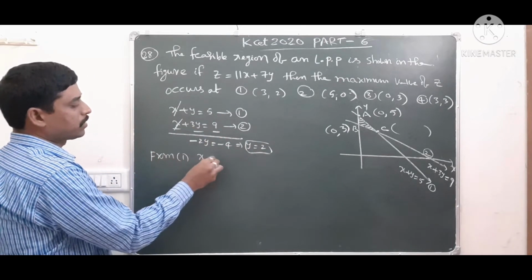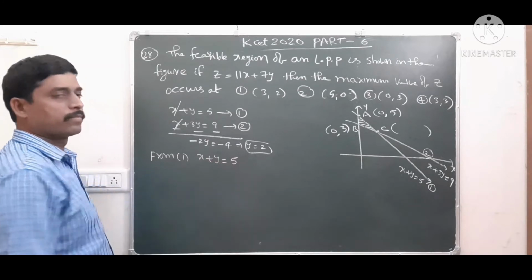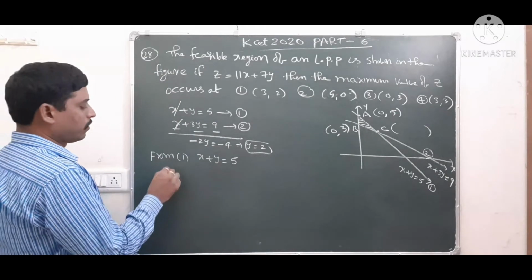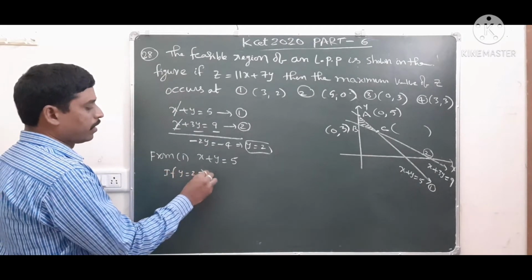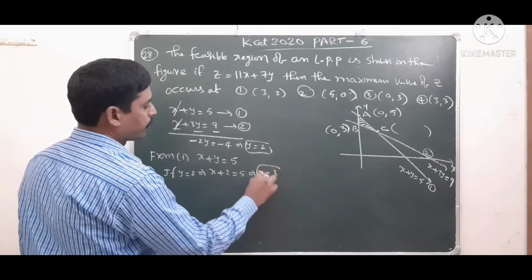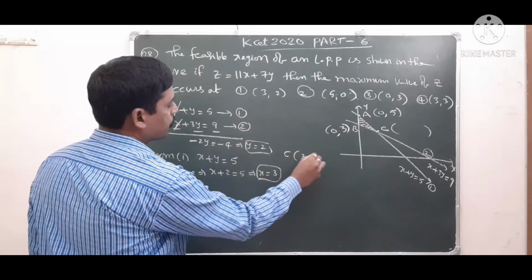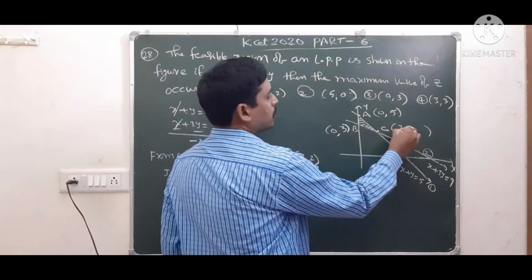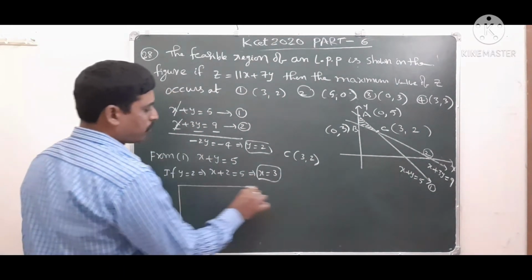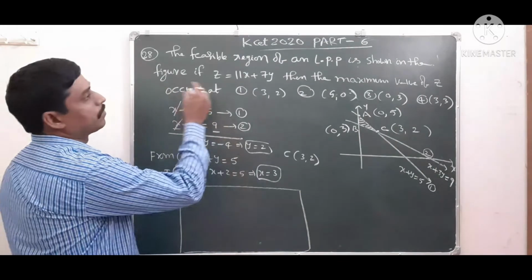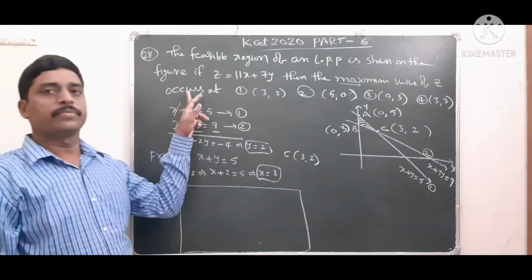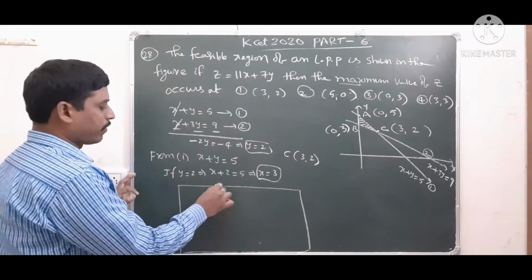If y is equal to 2, from the first equation, x plus y is equal to 5, we can take any line. If y is equal to 2, then find the x value. X is equal to 3. This point is 3, 2. The third corner point is 3, 2. So now our target, what is required? The maximum value of z, and the point at which it occurs is required.